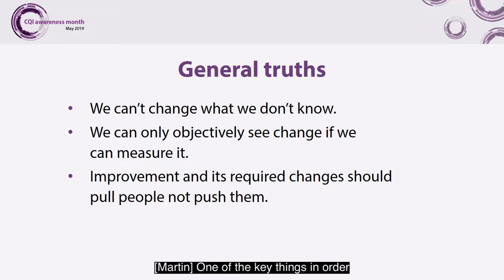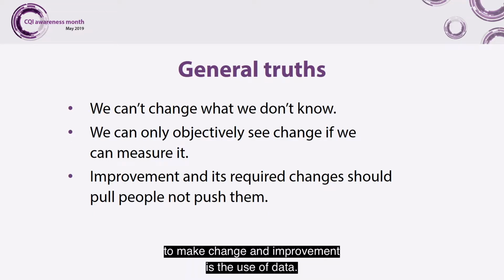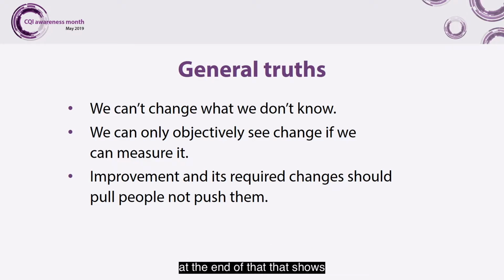One of the key things in order to make change and improvement is the use of data. Data underpins all improvements that need to be made. And often we find when trying to get improvements made that people have no idea about what they do, how they do it, and where they want to get to. So data is a key thing in allowing us to know what we want to do and how we want to change it. You can't see any change without measuring it. So in order to demonstrate that you have moved from point A to point B, you have to have a metric at the end of that that shows the improvement that you have made.